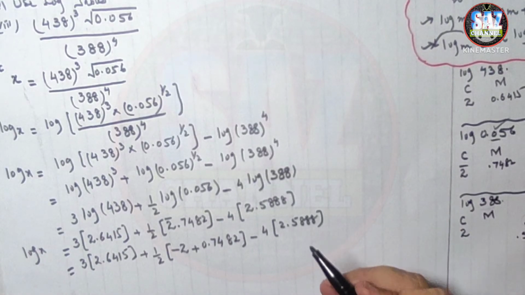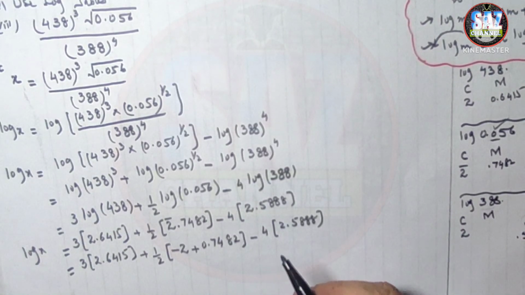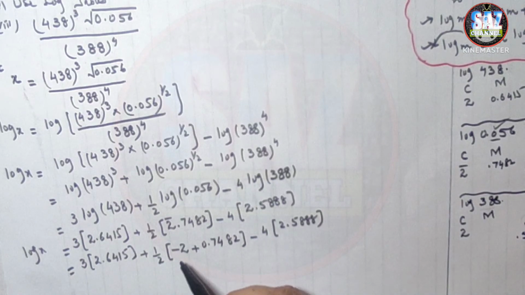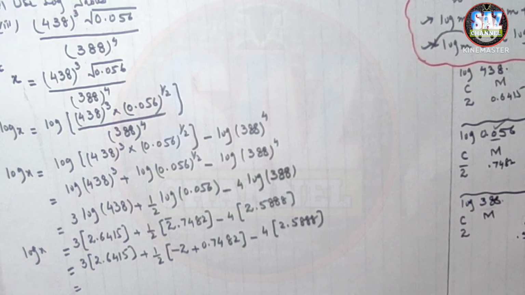Now what we can do is that we can divide, or first let me solve this part of the question. This is -2 minus 0.7482, and this gives me 1.2518.